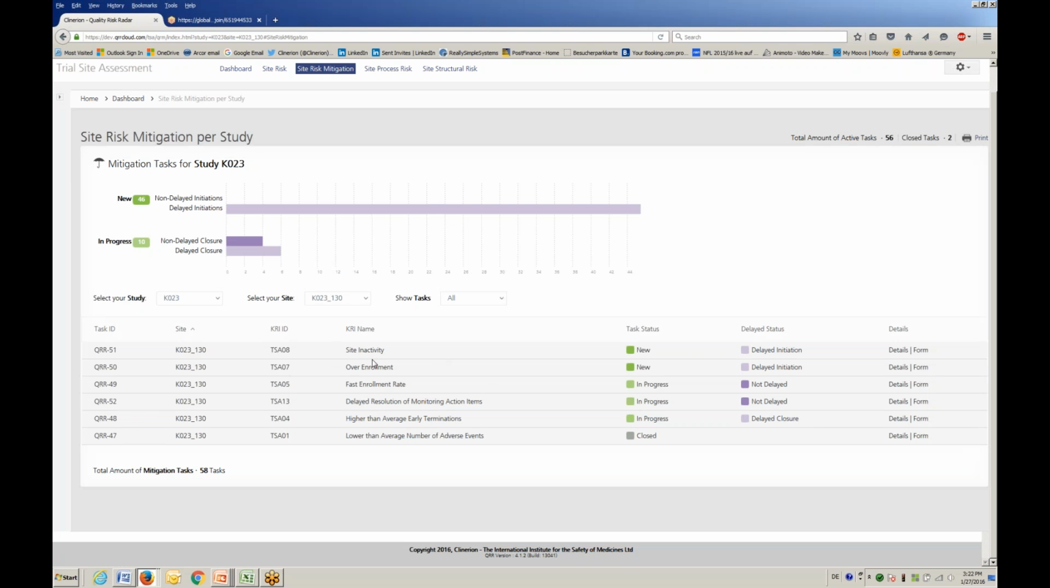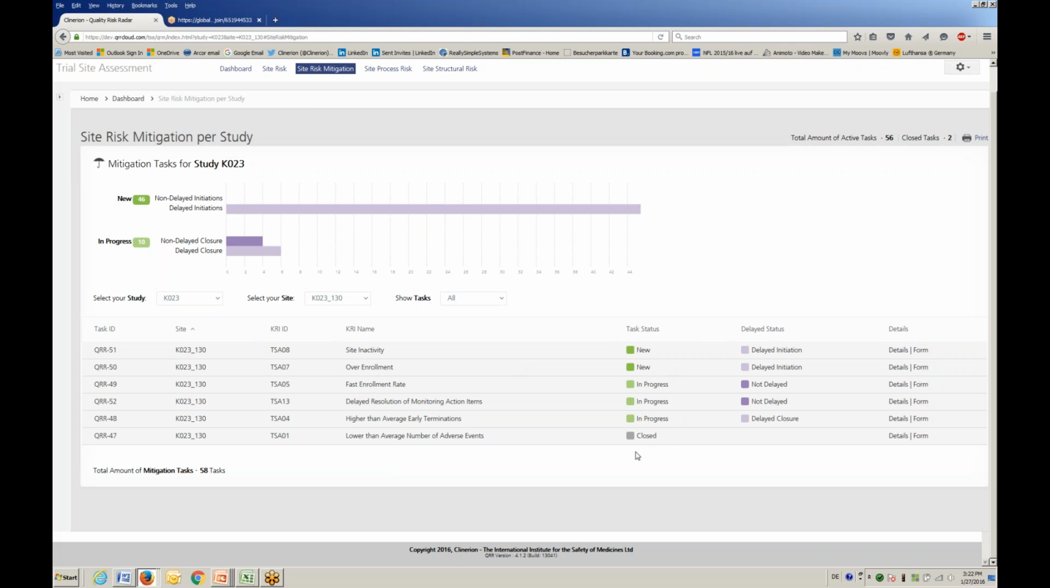So here you can see that for our study, K23 in Site 130, we have these 6 risk mitigation tasks which were generated at some point in the past. You can see the basic status of each task. So we have some that are still in the new state, meaning they haven't been worked on yet. Beyond that, 3 are in progress, meaning they currently have been worked on or are being mitigated at the time.